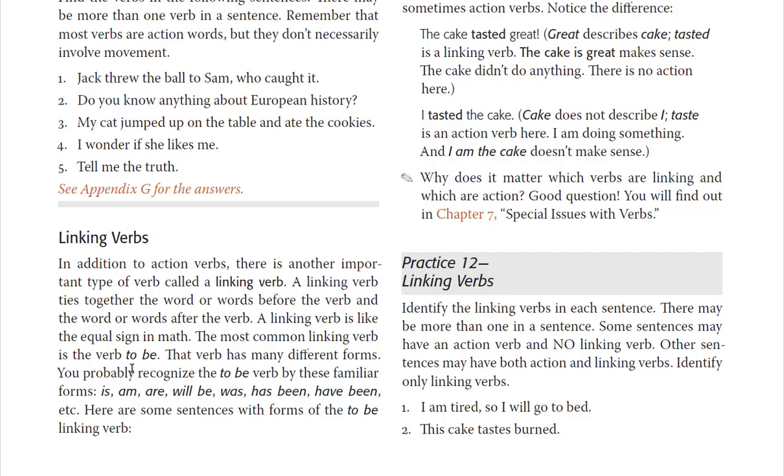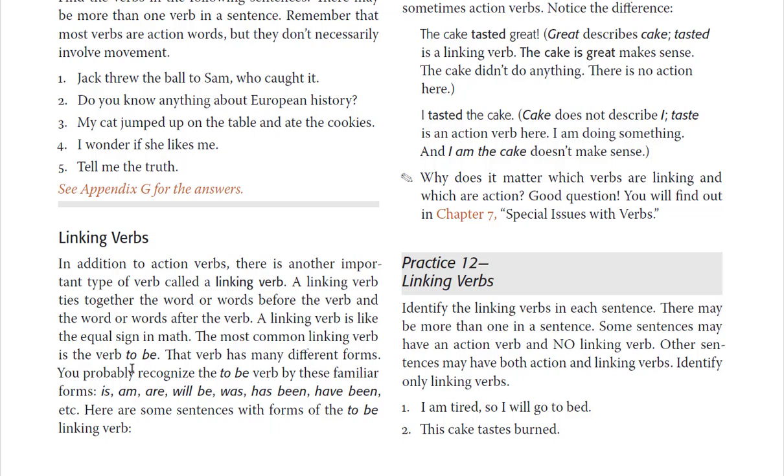A linking verb. In addition to action verbs, you have a type of verb called a linking verb. A linking verb ties together the word or words before the verb and the word or words after the verb. A linking verb is like an equal sign in math. The most common linking verb is the verb to be. That verb has many different forms.